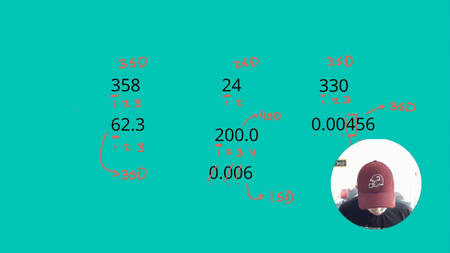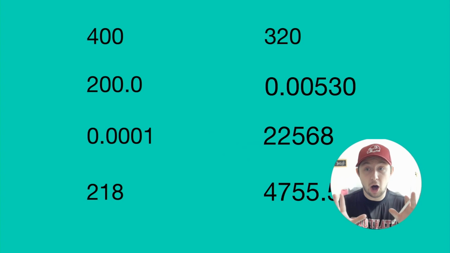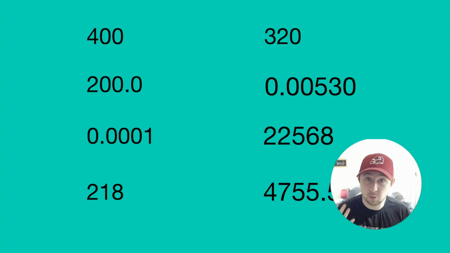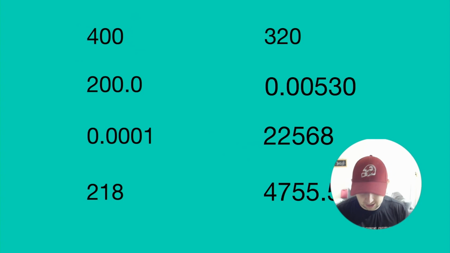So here's what I want you to do. We're going to practice a few of these. So at each one we're going to pause and I'm going to let you figure out how many significant digits this has, and then we'll check it together. So ready? We're going to start with this guy here. Okay, we're going to start with this 400. Ready? Go. How many significant digits?